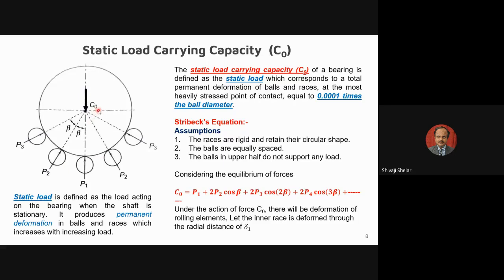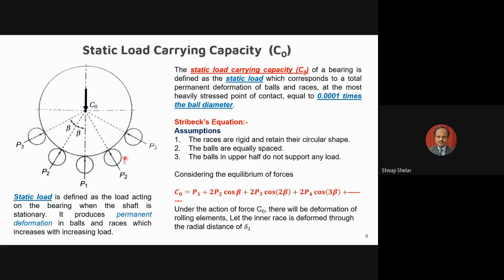To define this C0, this is the definition. The static load carrying capacity C0 of a bearing is defined as the static load which corresponds to a total permanent deformation of the balls and races at the most heavily stressed point of contact. At the most heavily stressed point of contact, in this case it is here. At this point, how much is the deformation? If that deformation is equal to 0.001 times the ball diameter, that static load is called the static load carrying capacity C0. Okay.